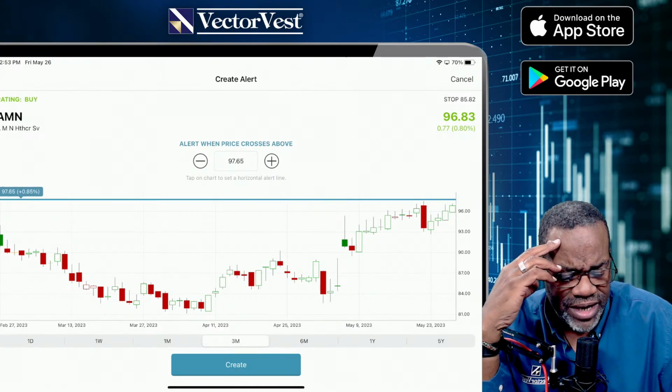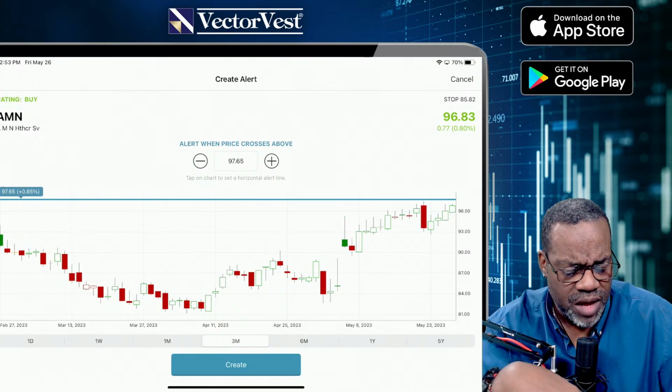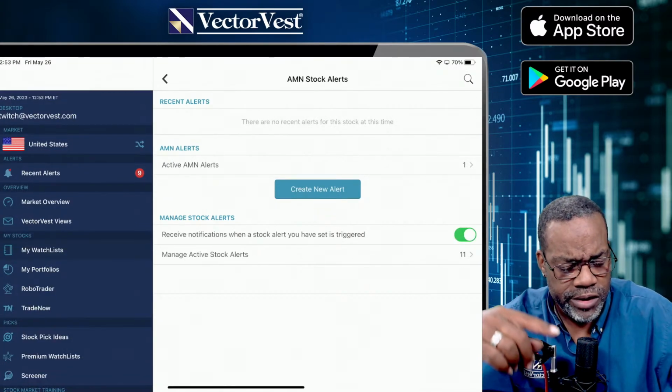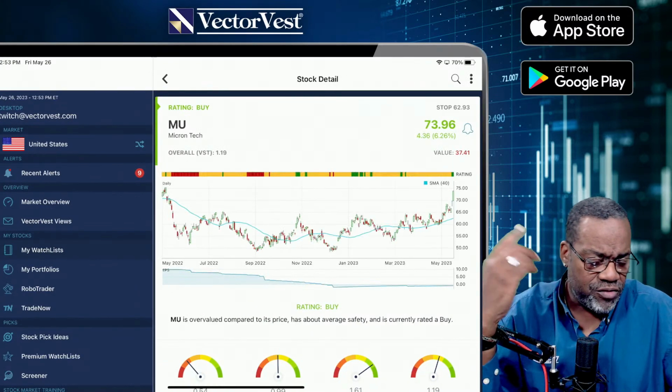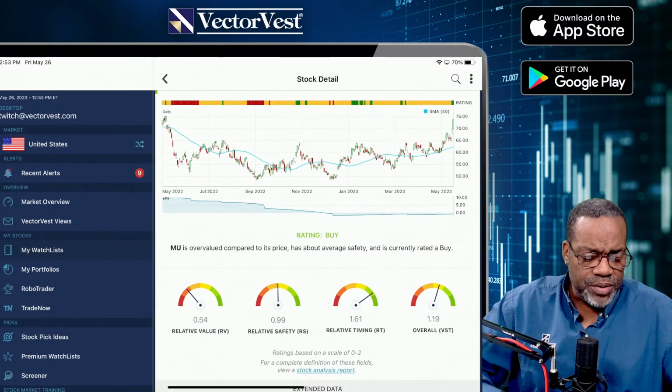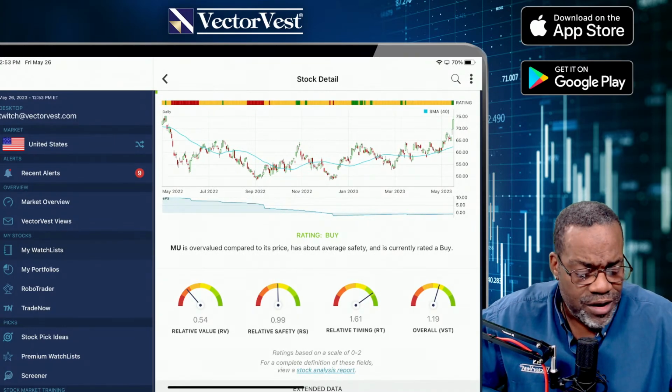And I'm going to create that. I do like the retracement coming off a level of support and moving higher. Okay, let's go to the next stock. MU, Micron, RV below 1, RS below 1.